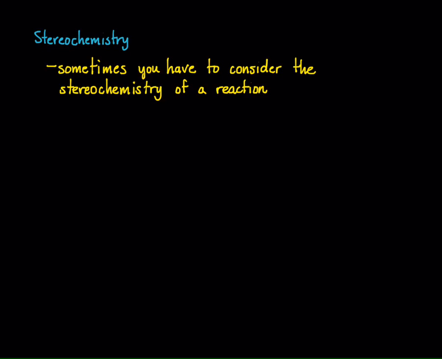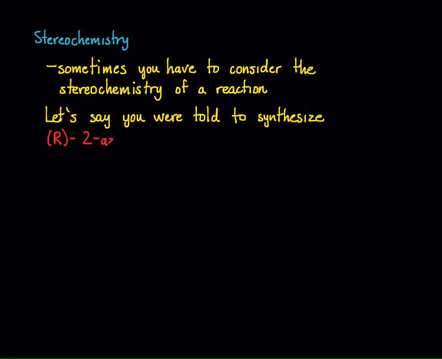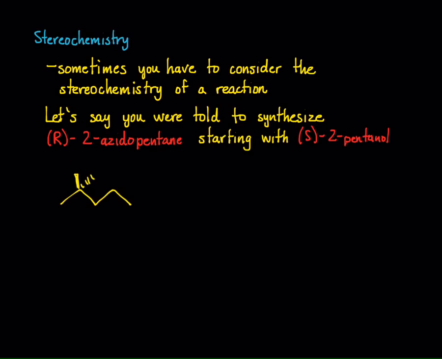So you have to think about the reaction mechanism and the pathway that you're going to get there. For example, let's say you were told to synthesize R-2-azidopentane starting with S-2-pentanol. Well, the first thing you have to do is be able to draw R-2-azidopentane and S-2-pentanol. So let's take a look at how we would do that.